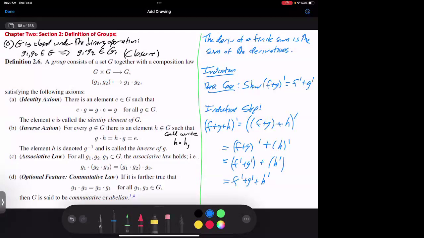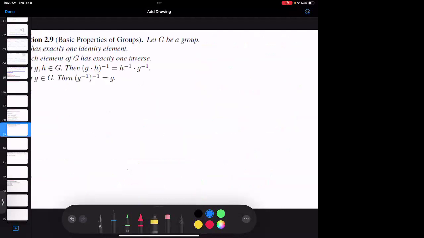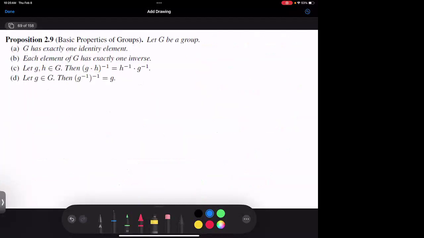Yes? Are the identity and inverse unique? Great question. And if we go forward one slide, so exactly what you would wonder. And these are the types of questions you should be asking. Is there a unique identity that works for everything? And it turns out, yes. So each group has a unique identity element. Each element has exactly one inverse. The inverse of GH is H inverse G inverse. And if g is in G, the inverse of the inverse is the element.